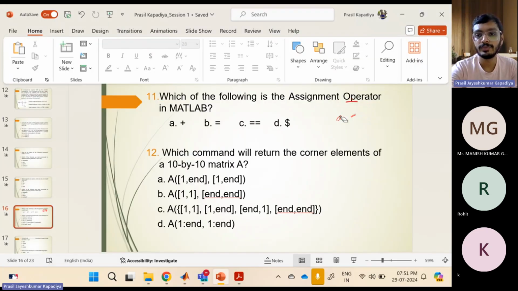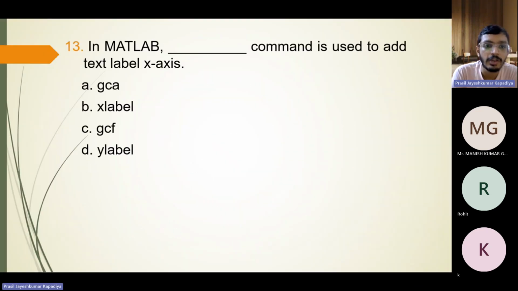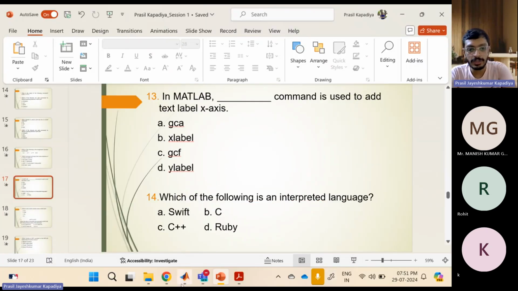I don't know why, it's gone. Okay, this 12th question, we will not do it right now. We'll go to the next question, 13. In MATLAB, which command is used to add a text label to the x-axis? So before that, we need to see the plotting part.